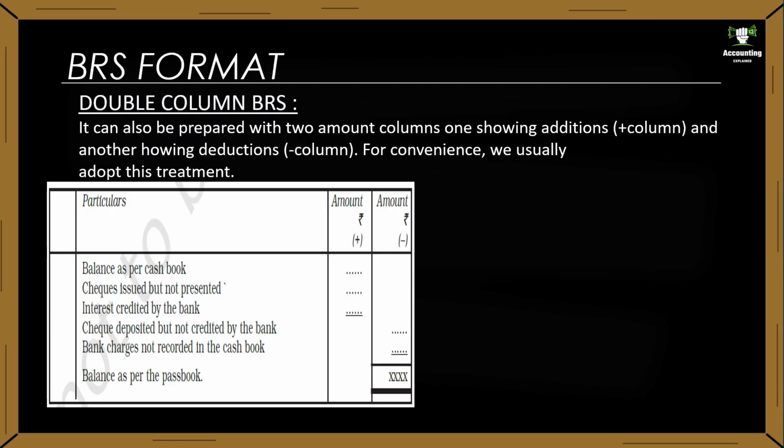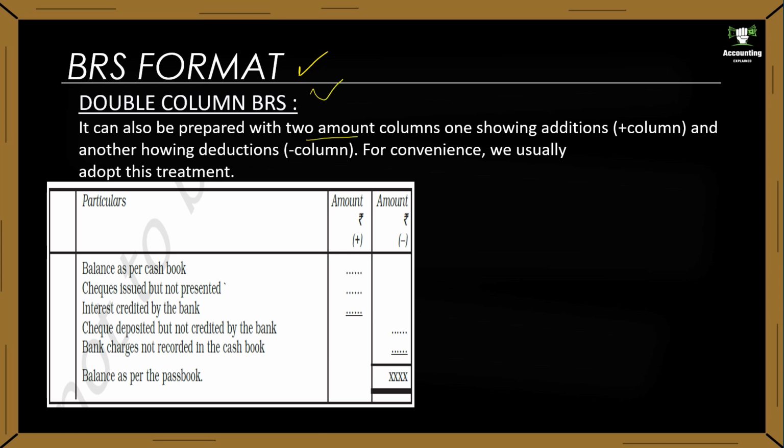Let us see now the format of the BRS. BRS can be done in two formats, single column and double column. In single column, you maintain one column for both the additions and the subtractions. Mostly that is not used, we use only the double column BRS.